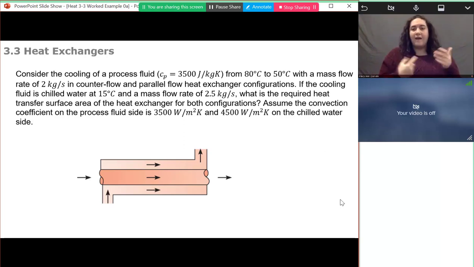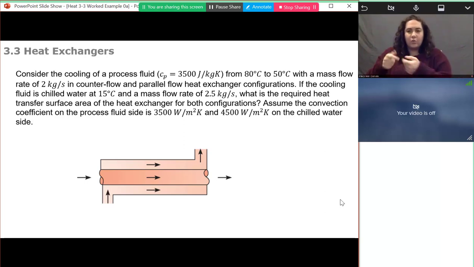In this particular question, it asks us to think about a cooling process where we have some fluid where we're given the specific heat, and we're cooling that from 80 degrees to 50 degrees Celsius, and it tells us the mass flow rate. It's in a counterflow, or we'll see parallel flow heat exchanger, and we're trying to decide which configuration would be better for our application. The cooling fluid, we're told, comes in at 15 degrees Celsius, and we're told the mass flow rate of the cooling fluid. Then the problem asks us, what is the required transfer surface area? How much heat transfer area do we need for the heat exchanger in both different configurations? We'll compare a parallel flow and a counterflow heat exchanger.